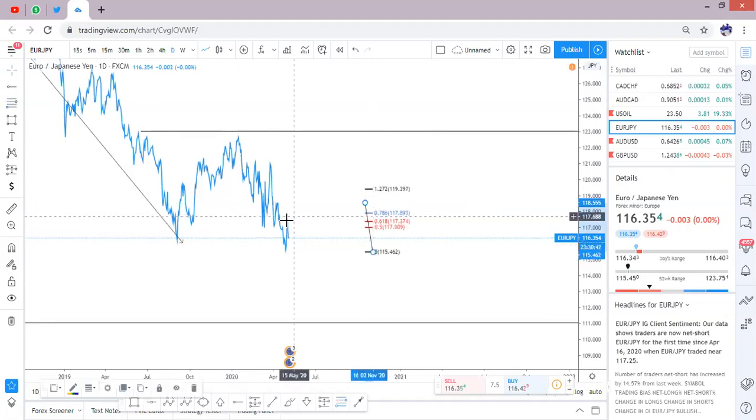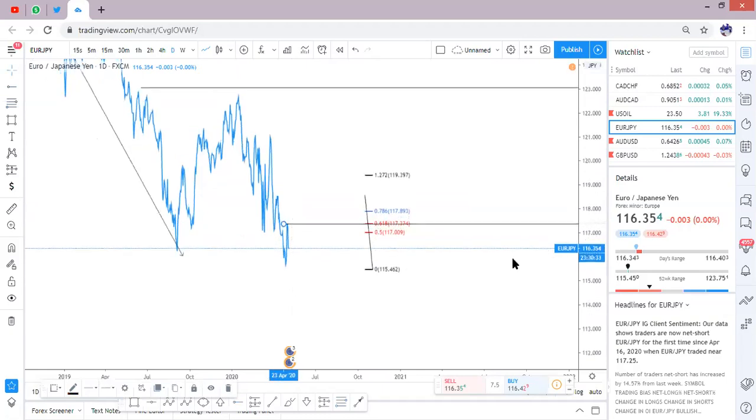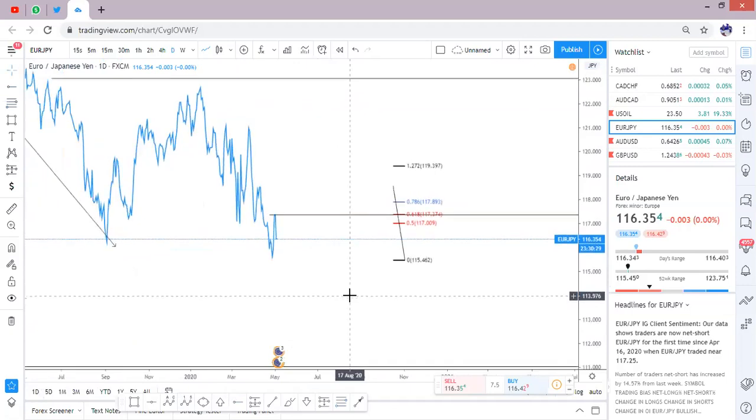You can see price got rejected at this level and turned down and started selling. So you have to keep every high and low into consideration when you're doing your markup. Every high and low. So you can see price rejects off here nicely, very nice, and drops.